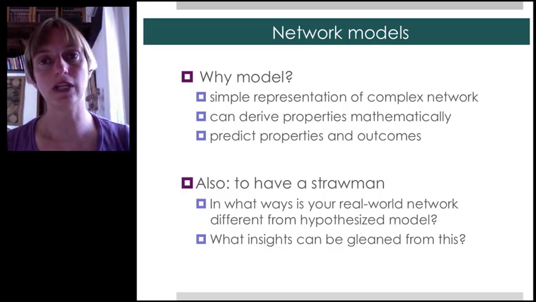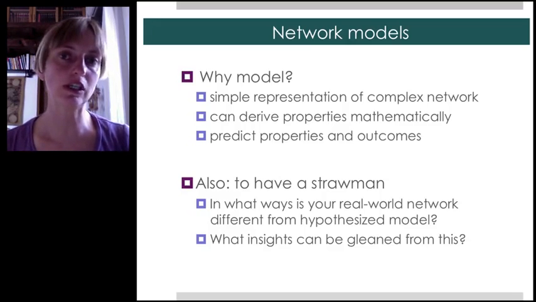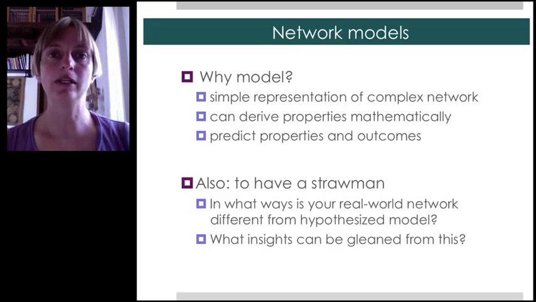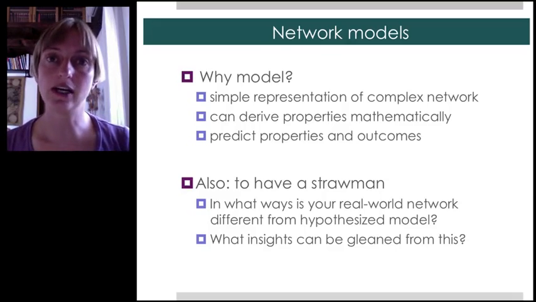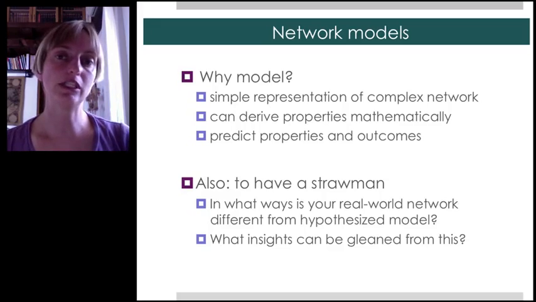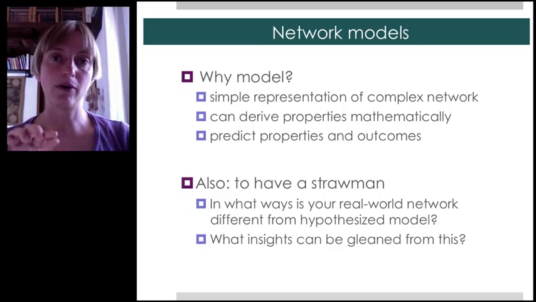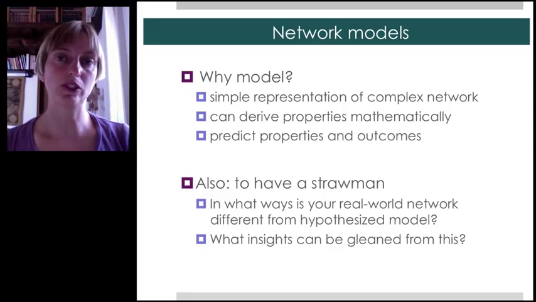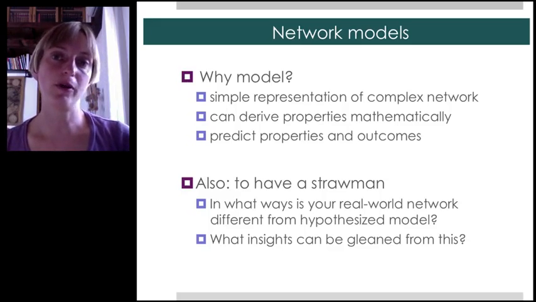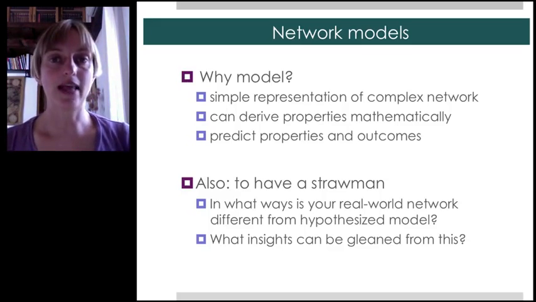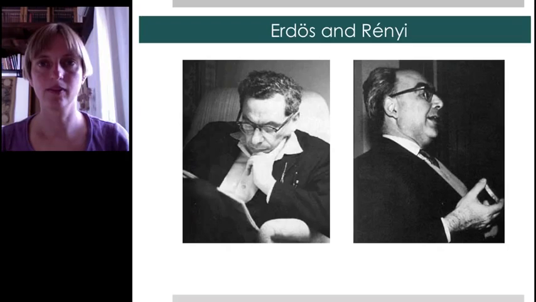Because if your real-world network is looking very similar to, say, a random graph model, then you can say there's not much interesting going on here. But if it looks very different, if the numbers you get from the model versus the numbers you get in your real network are very divergent, then you can say, aha, this is an interesting feature of my real-world network, and that is what I will pursue further.